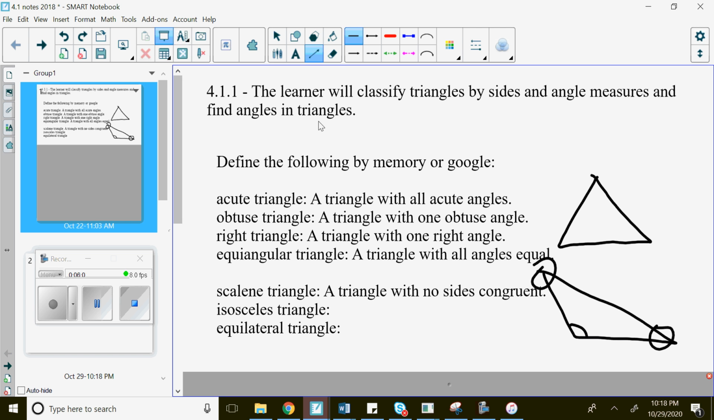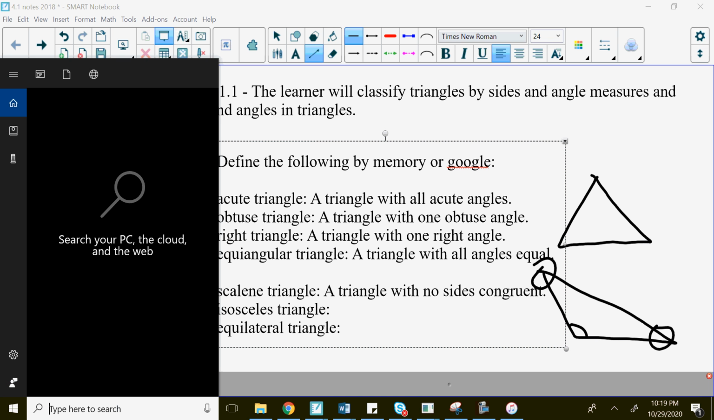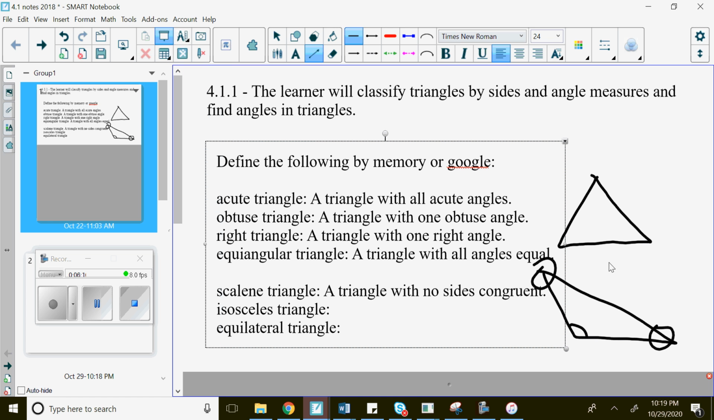And so any type of these triangles up here, the only thing you can't have is a scalene equiangular triangle, because equiangular will also be equilateral. We'll get to that in a minute. But anyways, then there's something called an isosceles triangle, which is a triangle with exactly two congruent sides. A triangle with two congruent sides.